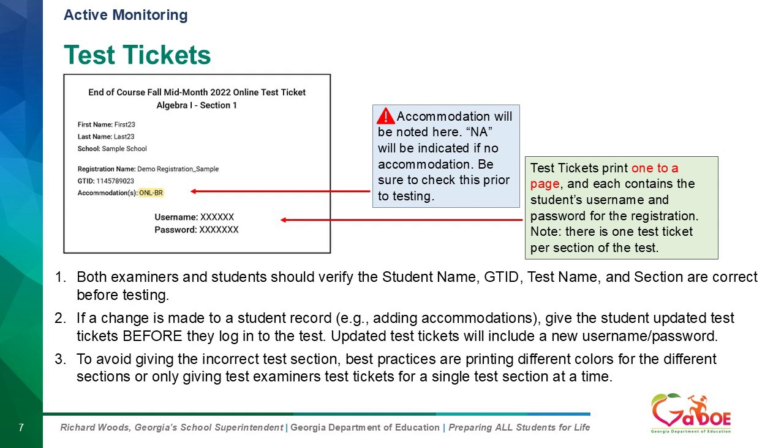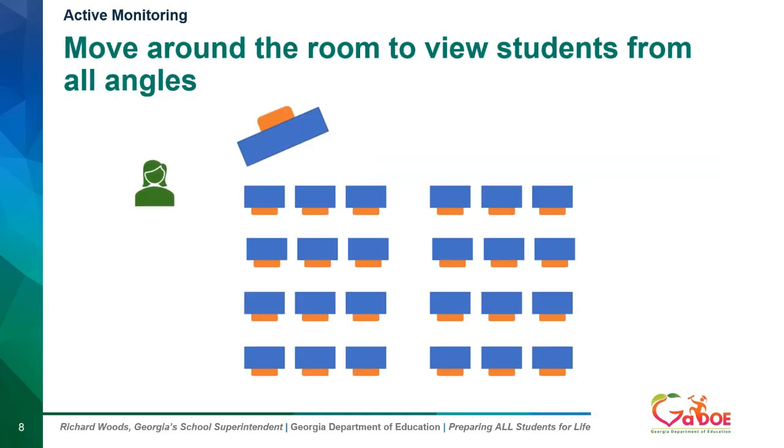Test examiners and proctors should move around the room the entire testing time, viewing students from different angles. Actively moving around the room discourages negative testing behavior and ensures that examiners react to testing issues before they become irregularities.